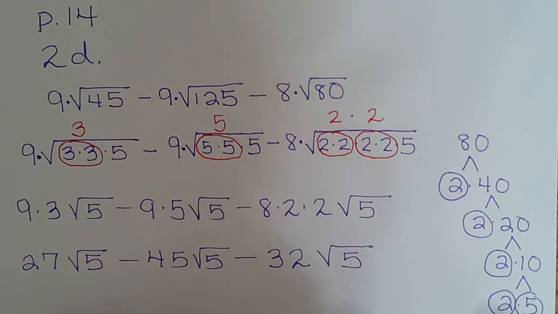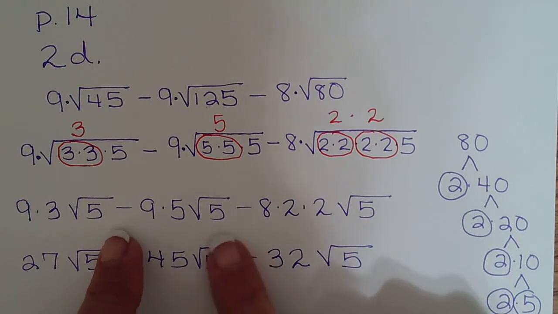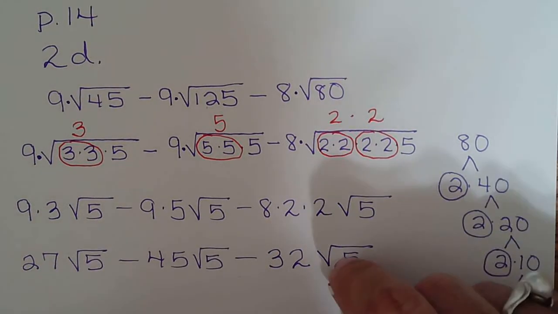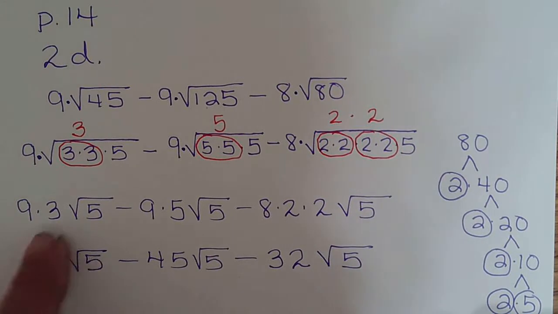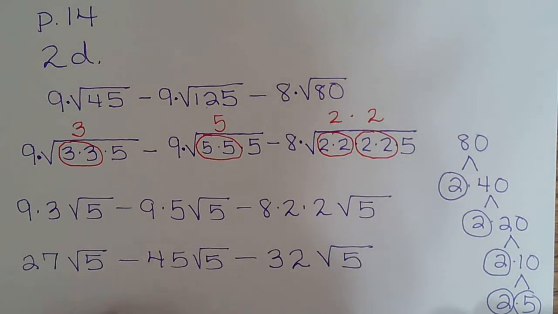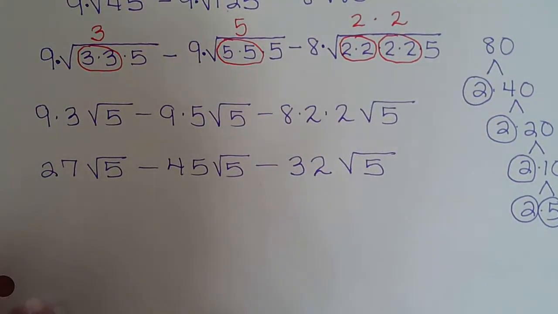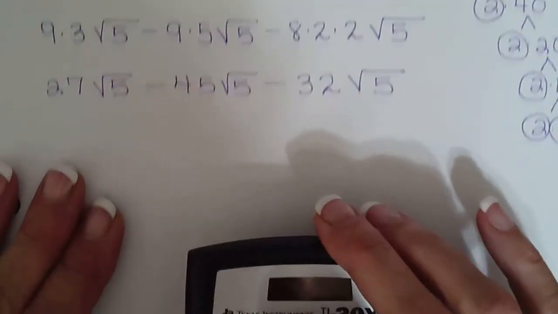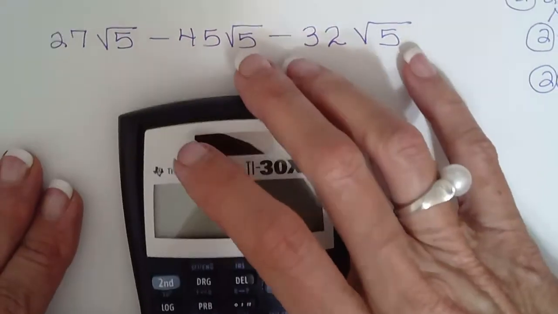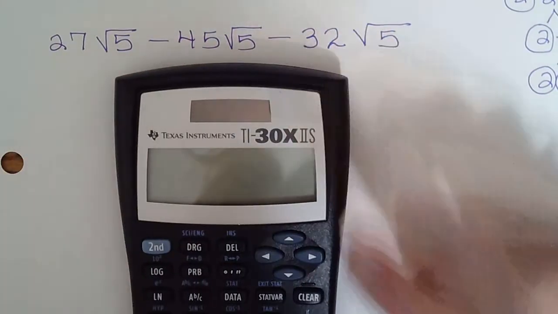That looks good. Remember, if 2 of them are alike, which I think is on the test, you combine those 2 and then just leave the third one. But on these, all 3 are alike, so we're good to go. So 9 times 3 is 27 radical 5, minus 9 times 5, 45 radical 5, minus 8 times 4, 32 radical 5. So since they are all like terms, we can go ahead on our calculator and type in the coefficients to see what the new coefficient's going to be.